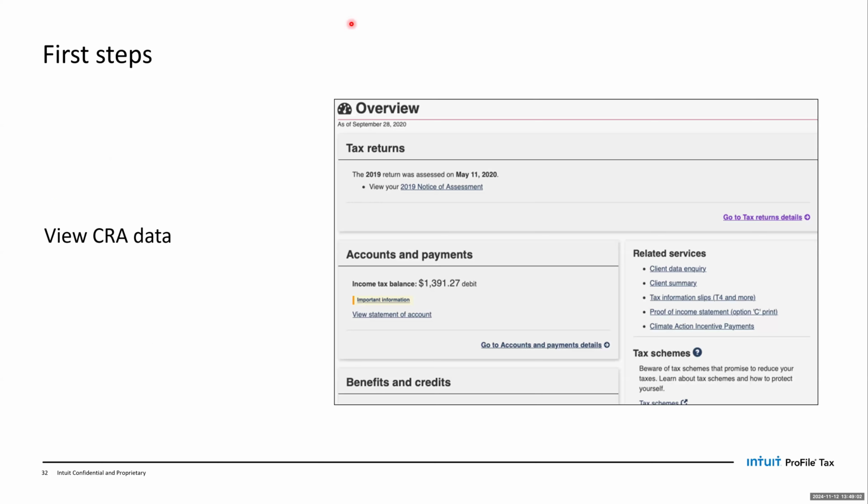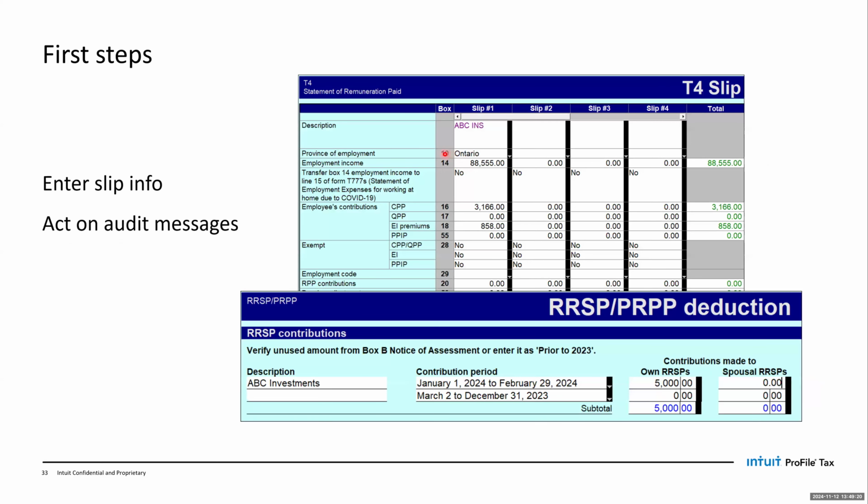And once you obtain authorization, then you could go to CRA's website and view their prior notices of assessment and view all the information that CRA has on file for that client. And from there, you could then start, as we already showed you, populating those forms and schedules, the T4, maybe RSP, and so on and so forth.